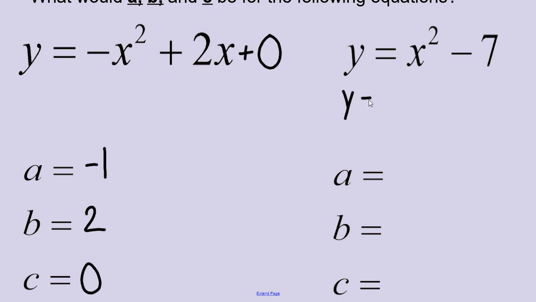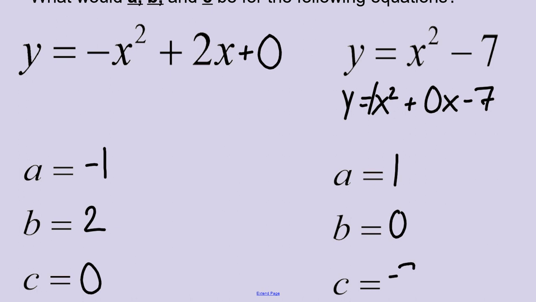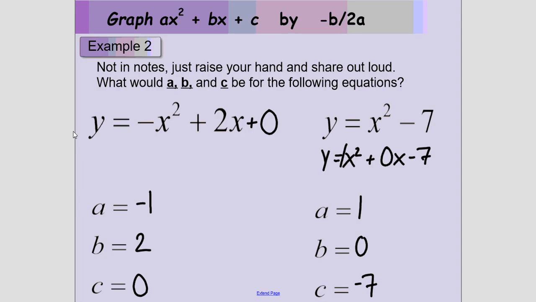Over here again, it's y equals x squared. It doesn't look like there's any x's. It's because it's 0x minus 7. Now a is a 1, b is a 0, and c is a negative 7. So just be aware if they give you one of those special case ones, it's probably because one of the a's, b's, or c's is 0.